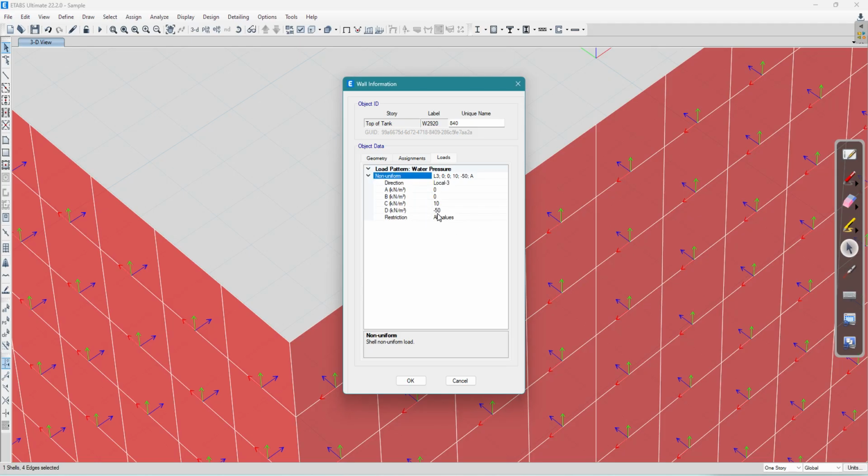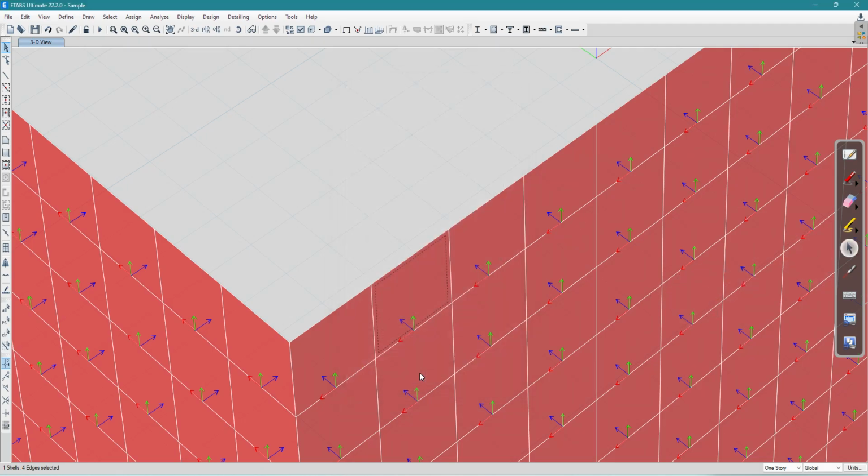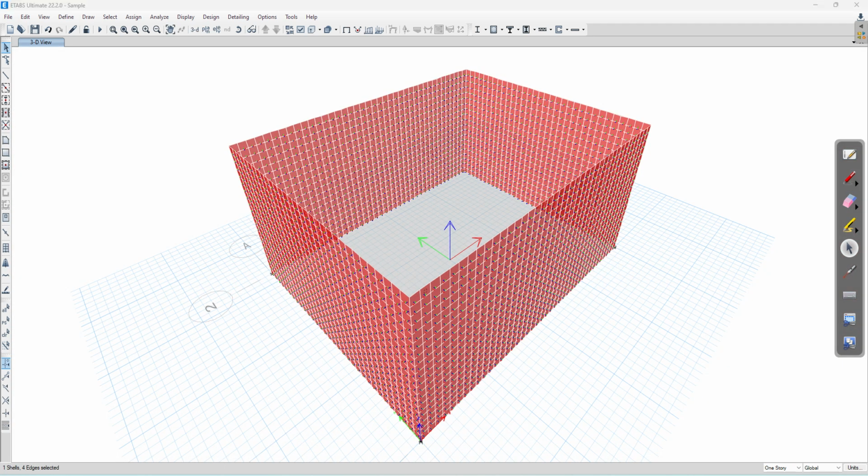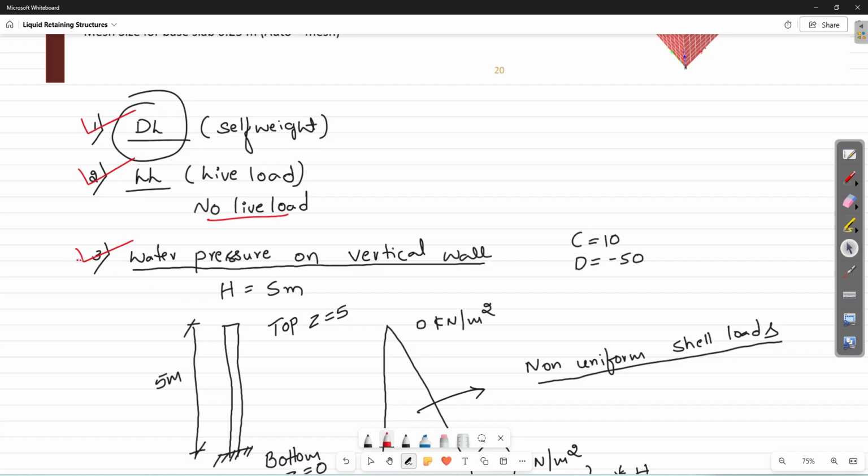In SAP2000, you have a beautiful option: the water pressure can be visible like arrow marks. You can easily identify in what direction it is acting. Okay. So we completed this water pressure on vertical wall, live load, dead load. Next, we shall calculate.